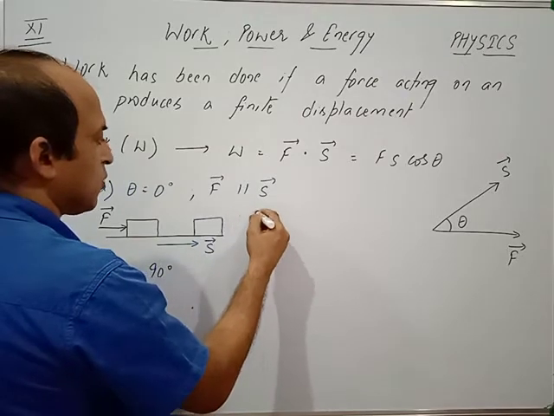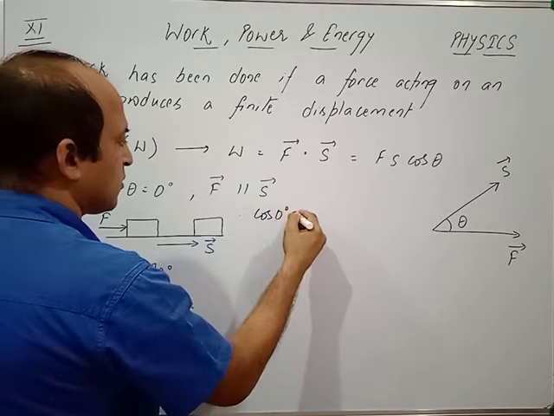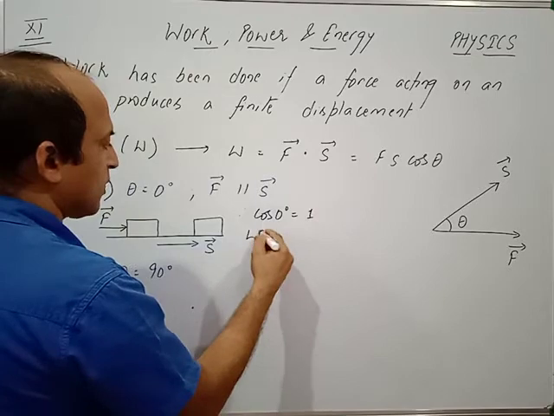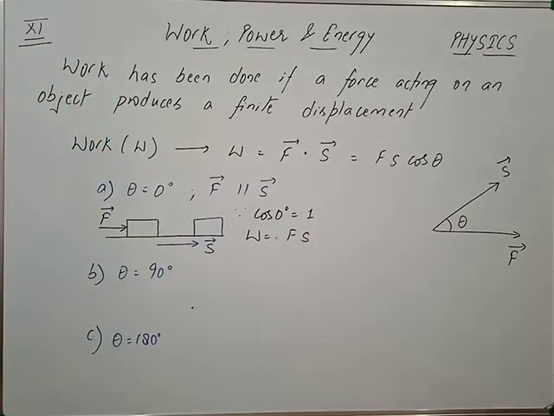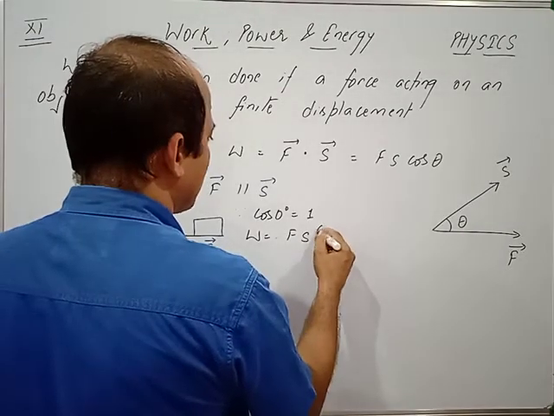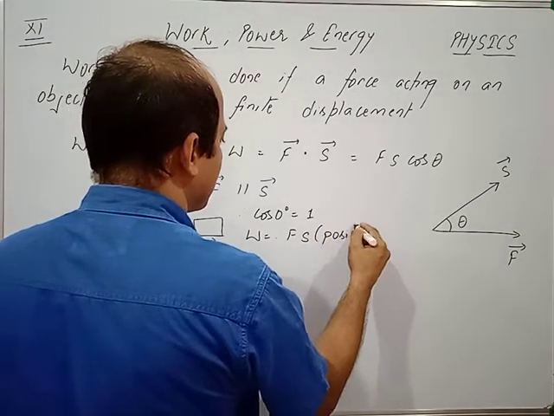Now since cos 0 is 1, therefore the work done will come out as Fs. It's not important to know if it will come out as Fs, rather it's important to know that we call this positive work.